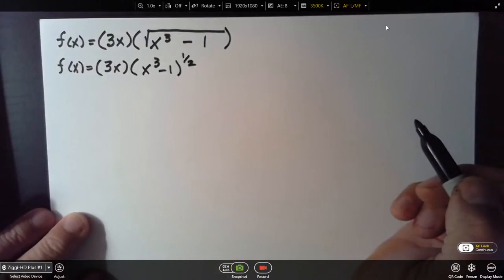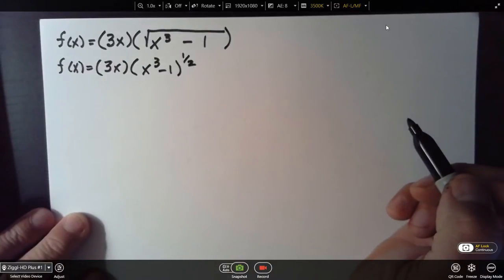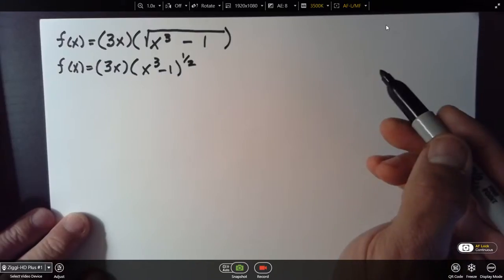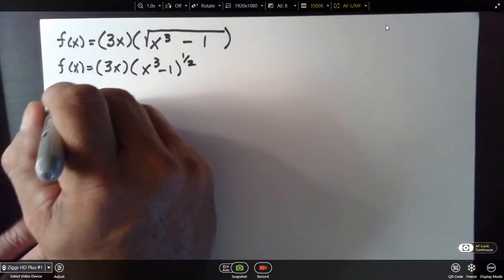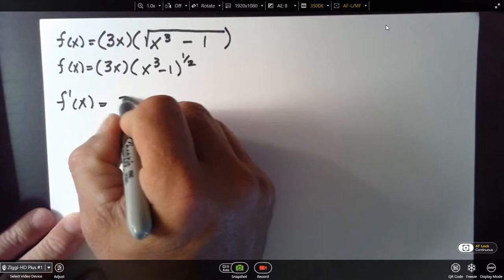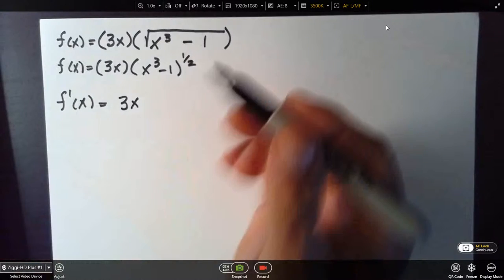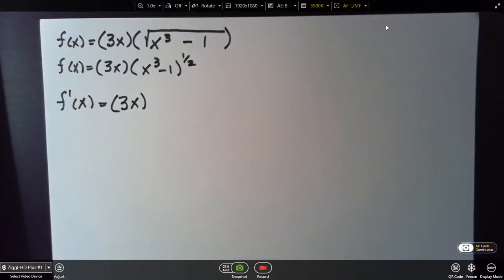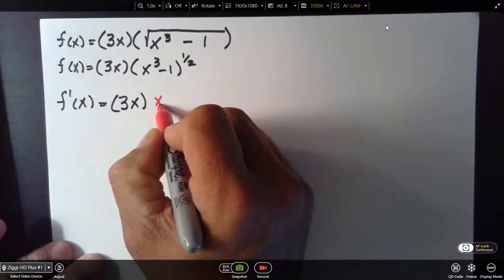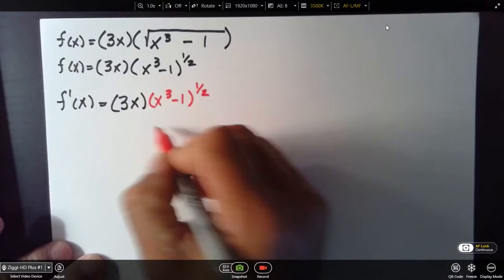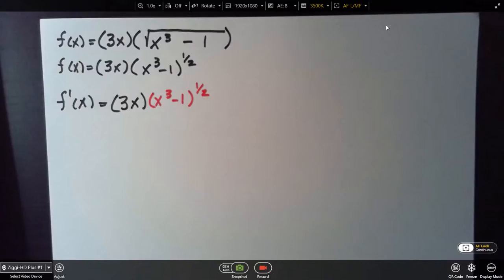Now I'm going to use the product rule, and inside the product rule we've got to use the chain rule. So f prime of x, and I'm just going to set it up, is equal to first, and I'm going to put that in black, and then I've got to put my derivatives in another color so I won't forget to take the derivative. So (x to the third minus 1) to the 1/2 power. That red means I've got to take the derivative. Plus the second.